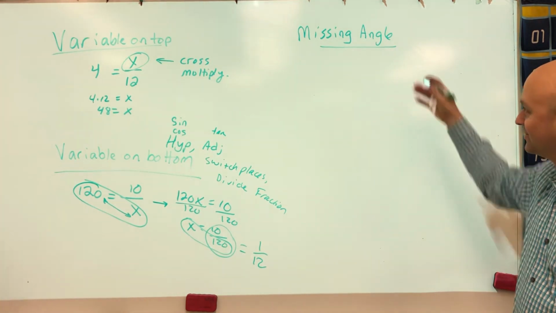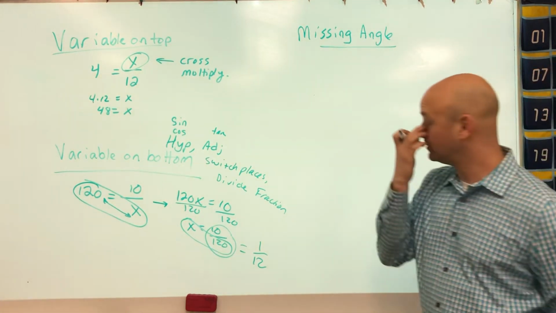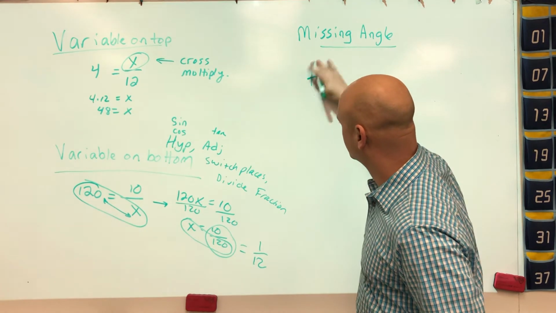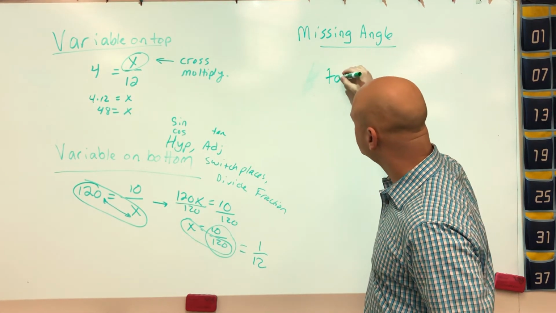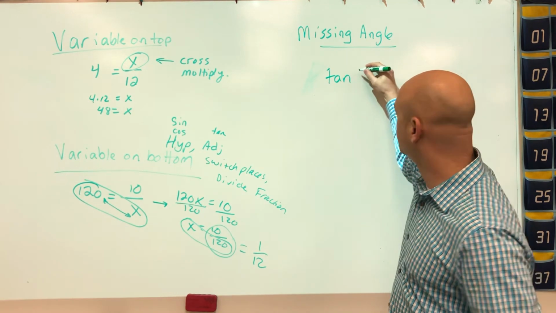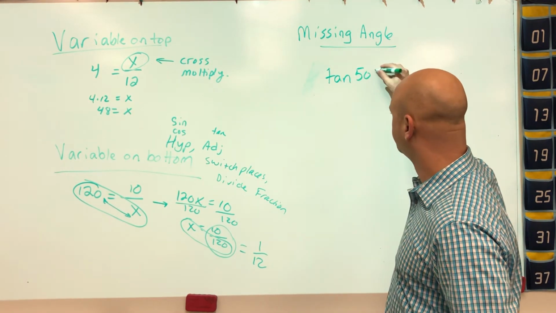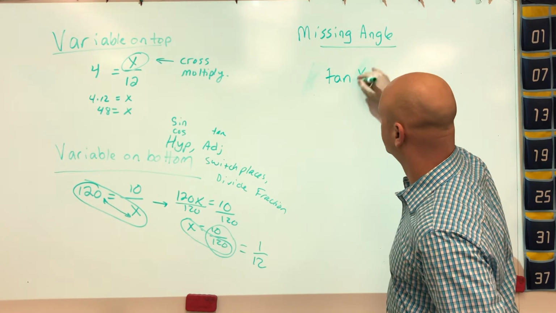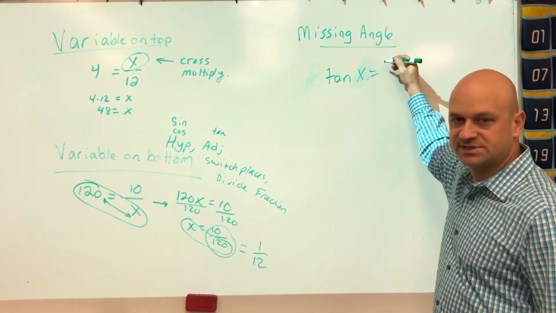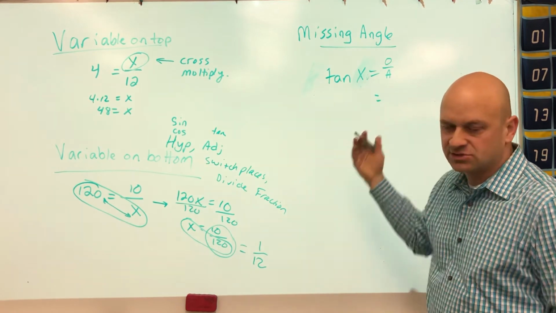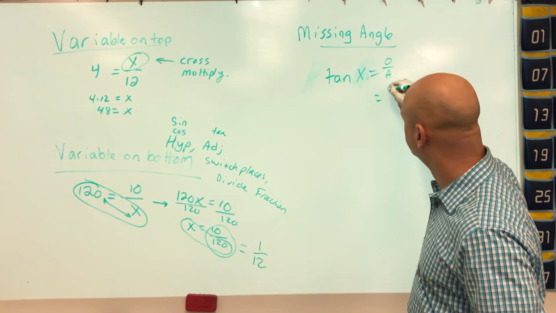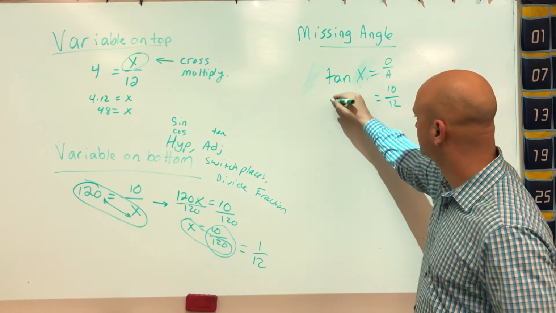Yeah. So the last thing here is finding a missing angle. In this case, we'll have a trig function, but say we're doing tangent and we don't know what the angle is, and we have two side lengths. In tangent, it would be opposite over adjacent. So let's just create two sides, like say 10 over 12.